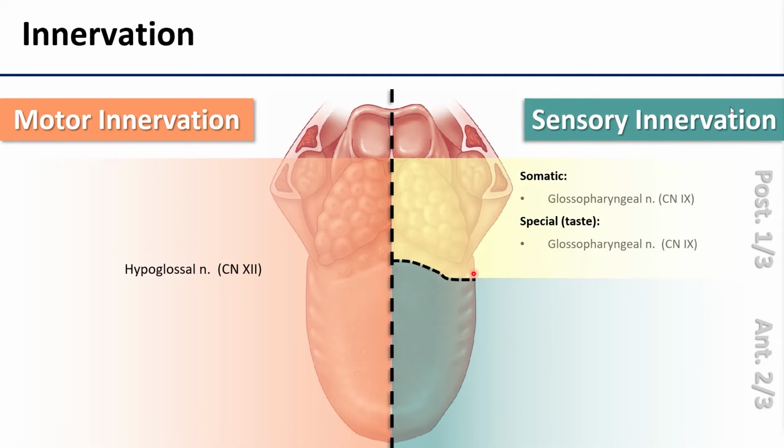So remember, the root of the tongue sits in the oropharynx, and so it shares innervation with that region. Somatic sensory innervation to the oropharynx is carried by the glossopharyngeal nerve, and lo and behold, that's exactly what we're seeing here. For this posterior region, both taste and somatic sensory are going to be carried by that glossopharyngeal nerve.